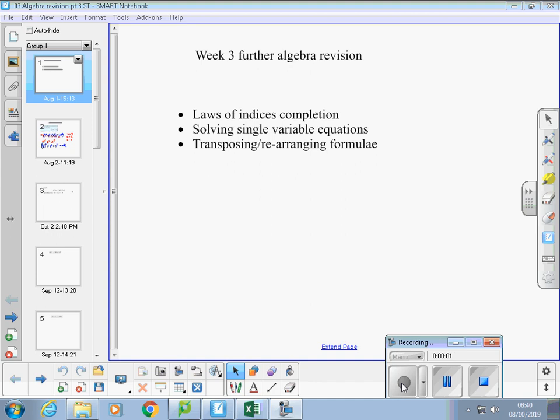Today we'll look at the laws of indices and just complete that off. We had that problem that came from the Bird book last week, and there aren't many mistakes in there, but there are an odd one or two, and we just happened to find one. And then we're going to look at solving single variable equations and transposing and rearranging formulae.